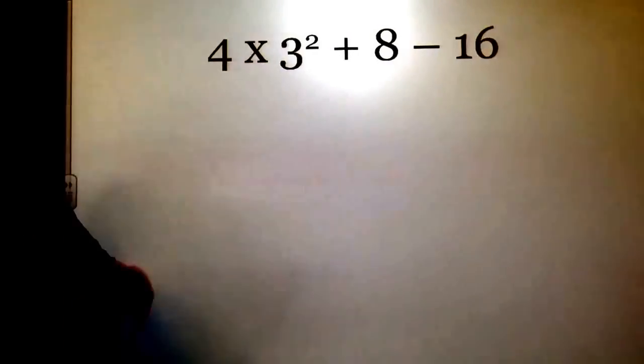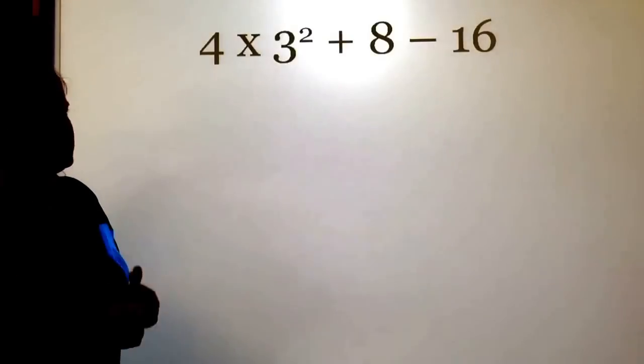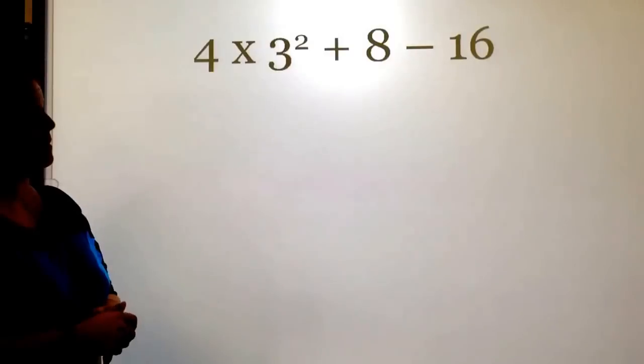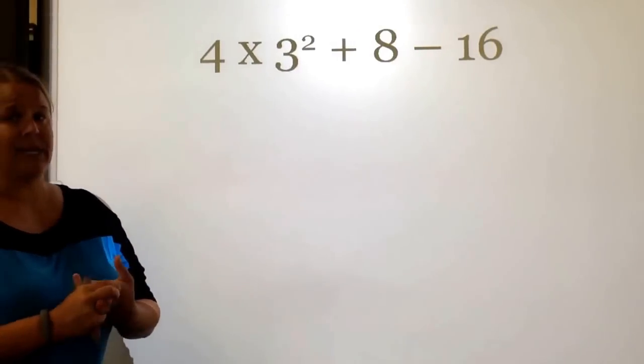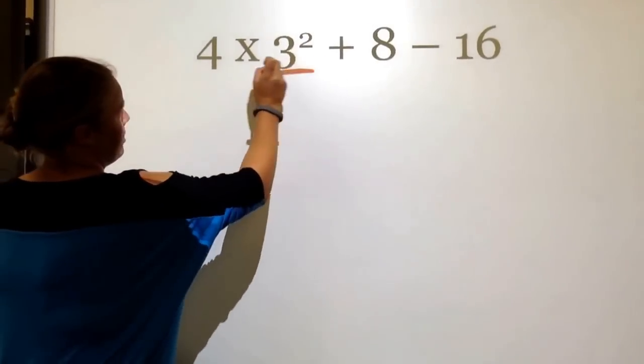So our next one is 4 times 3 to the second power plus 8 minus 16. Again, the first thing is groupings. I don't have any groupings on my board. The second is exponents. I do have an exponent. I noticed that exponent right there. So I'm going to underline that part first.